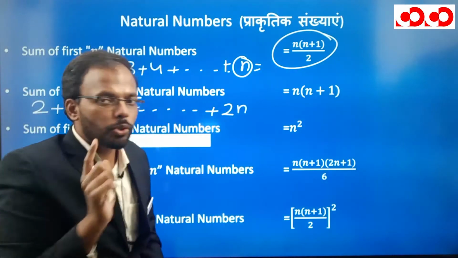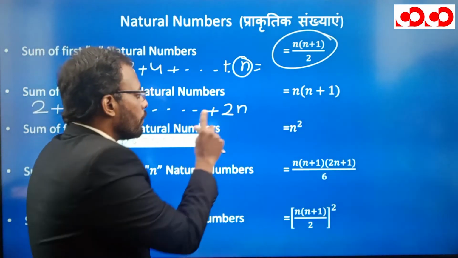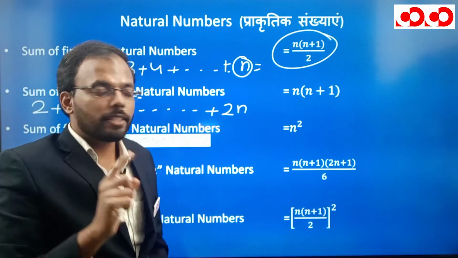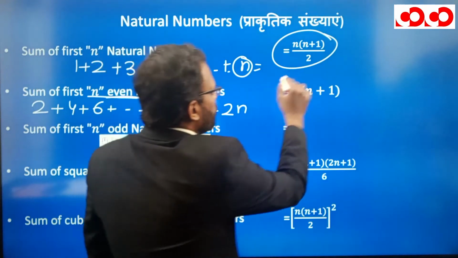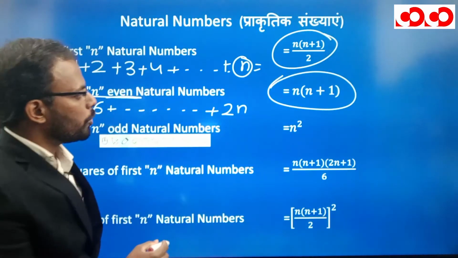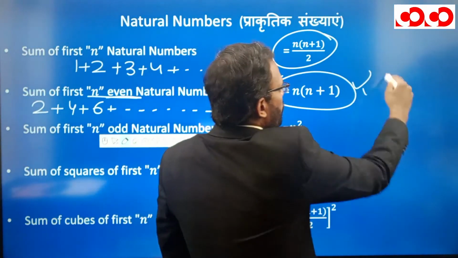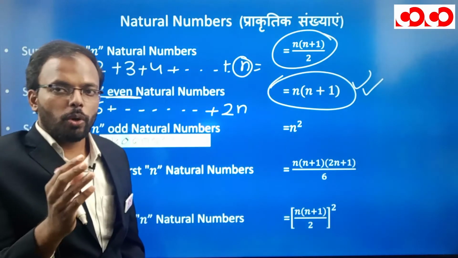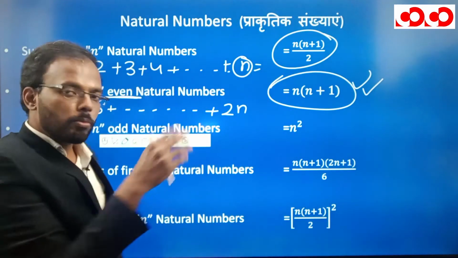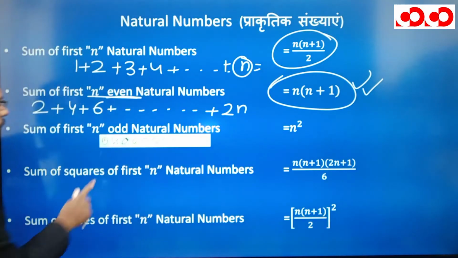So if I ask you, the number of terms is n, but the last term is 2n, and the formula for the sum is n into n plus 1. This is the formula we are going to use in that question. So wait for just a minute, I'll discuss these formulas, then we'll go back, right? The third formula is here.